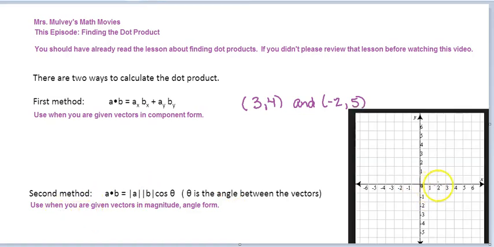Here's a quick representation of what those vectors would look like. There's 3, 4. Remember, the vector is the segment that goes out to that point. There's the vector 3, 4. And here's the vector -2, 5.